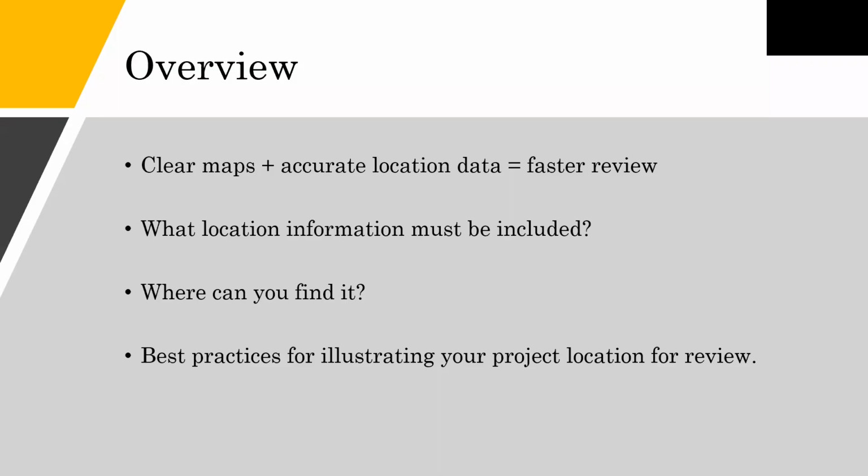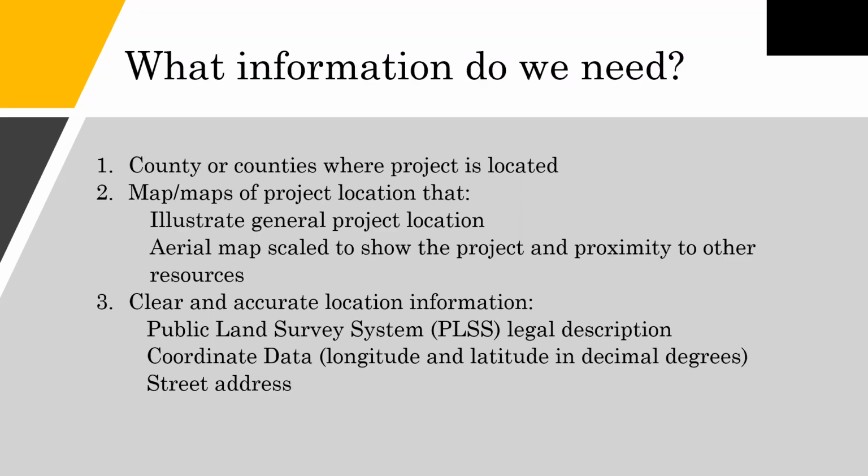With clear maps and accurate location data, our staff are better able to process your Section 106 review and compliance requests more quickly. This presentation will walk you through the information that should be included in the maps you submit to our office, how to find the information we need, and best practices for illustrating your project location for our review. First, for every project, we need to know the county or counties within which the project is located.